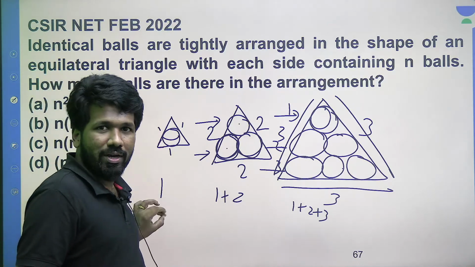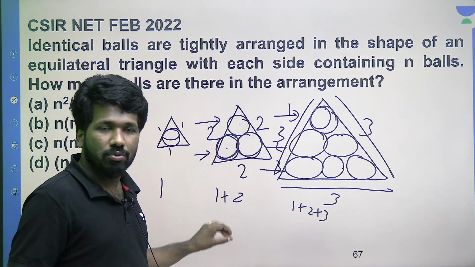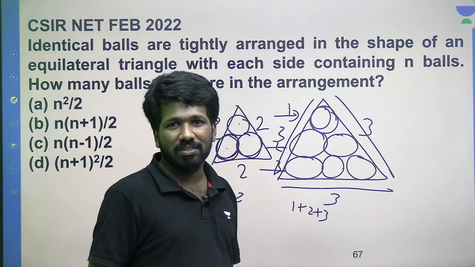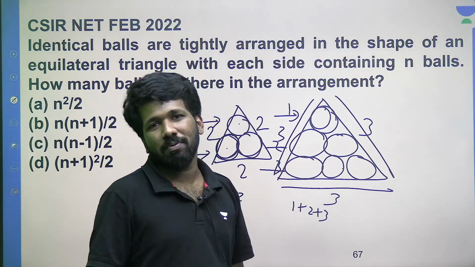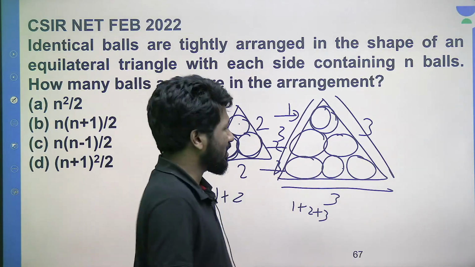N1 है तो 1. N2 है तो 1 plus 2. N3 है तो 1 plus 2 plus 3. N4 है तो 1 plus 2 plus 3 plus 4. Isn't it? You can check it out.